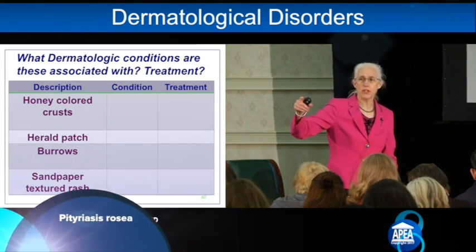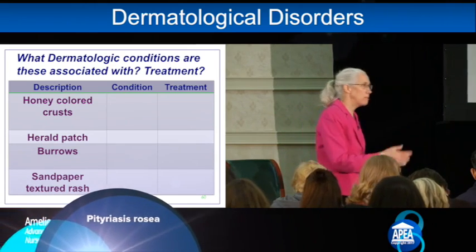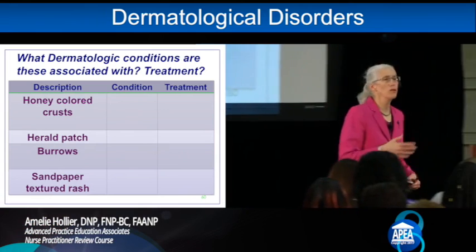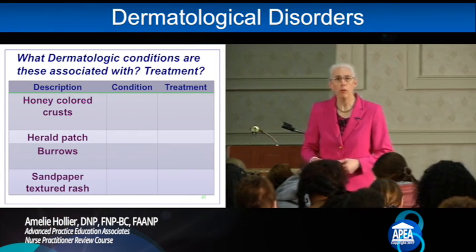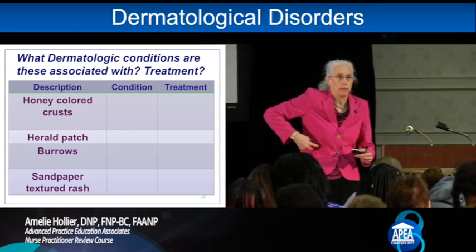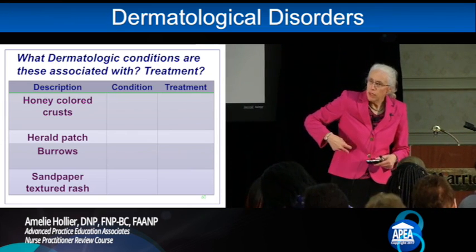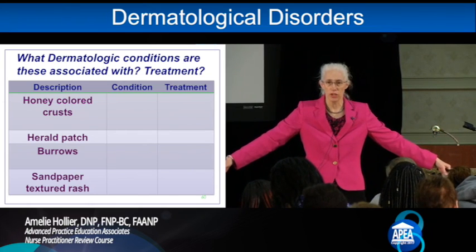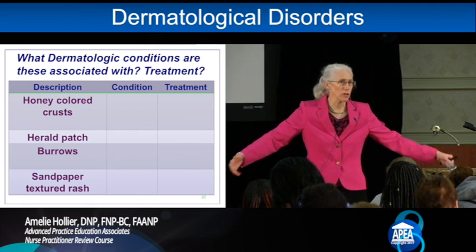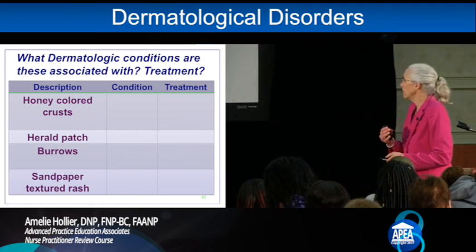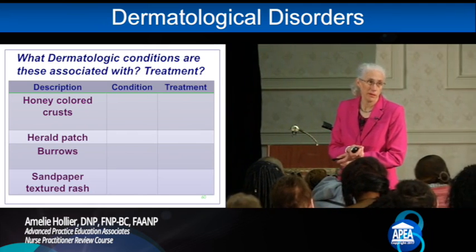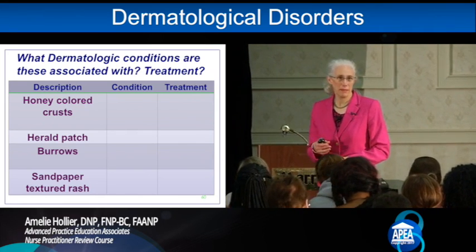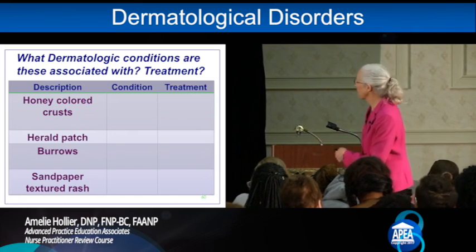The Herald patch. Pityriasis rosea, right? Pityriasis is one word. Pityriasis rosea, it's the Herald patch. It's the thing that looks like ringworm. It appears on the trunk. It precedes a generalized Christmas tree pattern rash. And we think pityriasis rosea is secondary to a viral infection. How do we treat it? Tincture of time. What does that mean? Be patient, right? It'll go away.